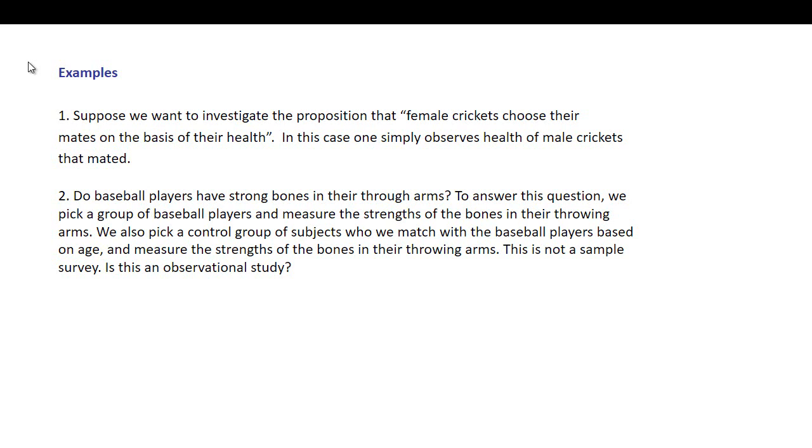And the answer is yes. This is an observational study as well, even though it's not a sample survey, because in this case we are not doing something to the cases or the subjects of study to cause changes in the variable. So in other words, no treatments have been imposed in this study.